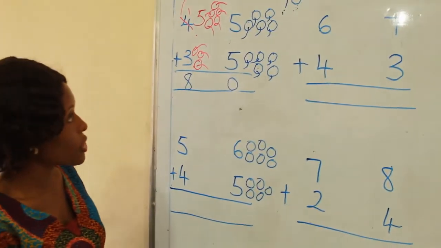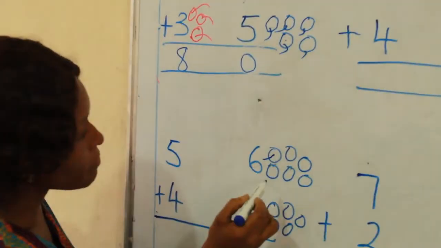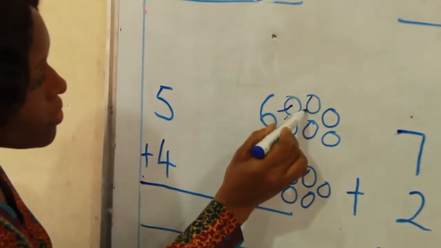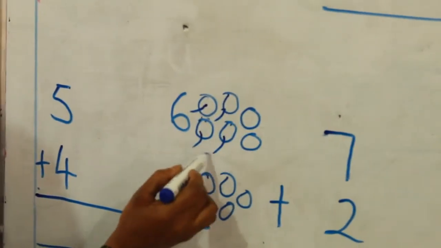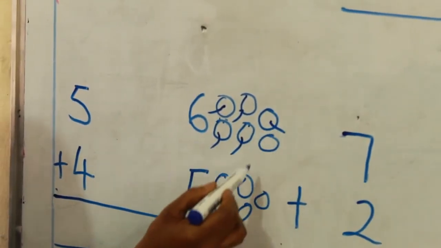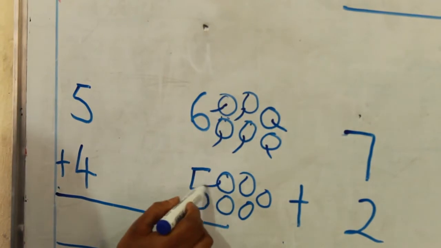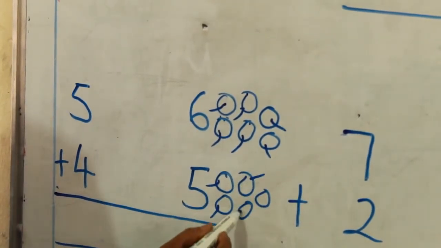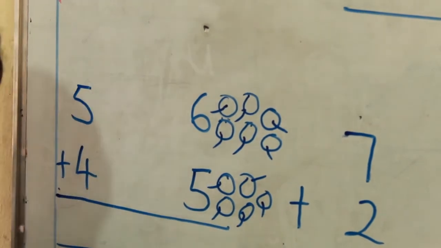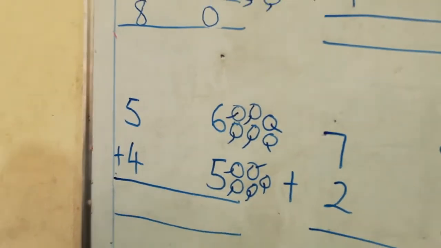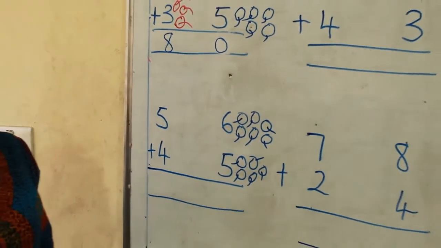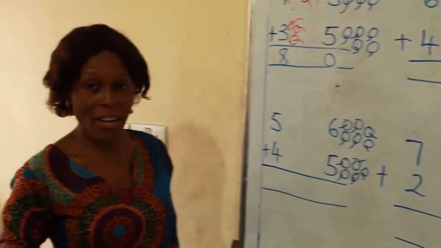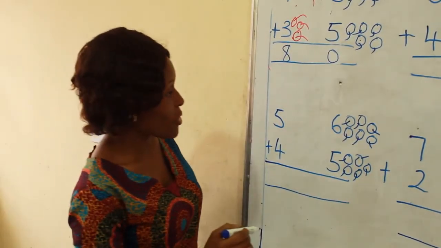Count along with me, children. 1, 2, 3, 4, 5, 6, 7, 8, 9, 10, and 11. So how do we write a number 11? 1 and 1 is 11. So you write it somewhere.